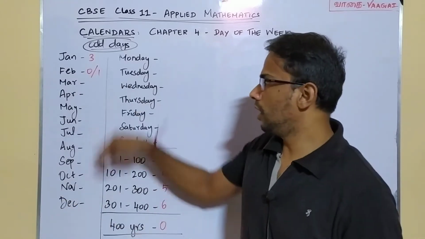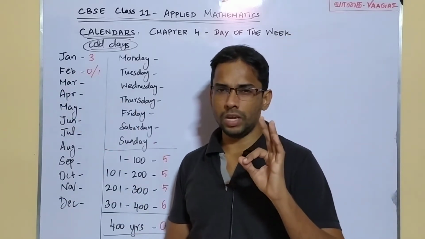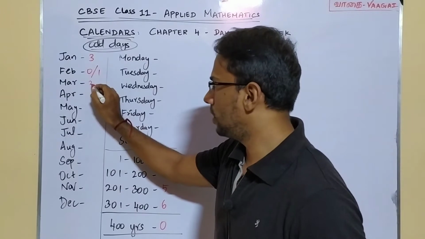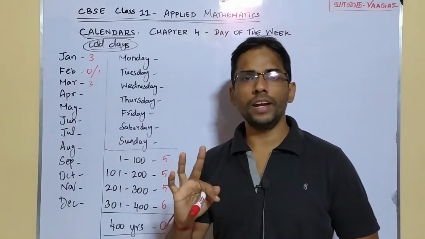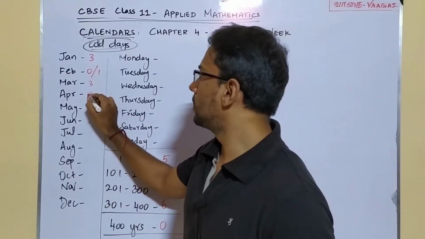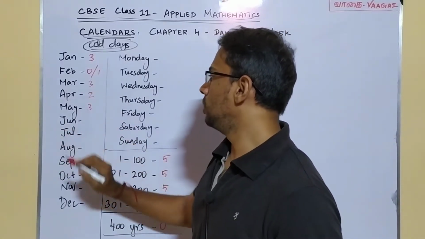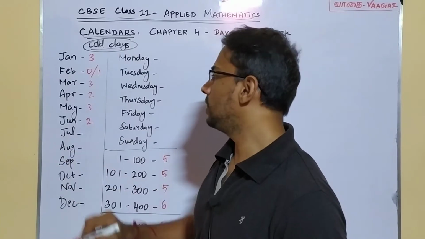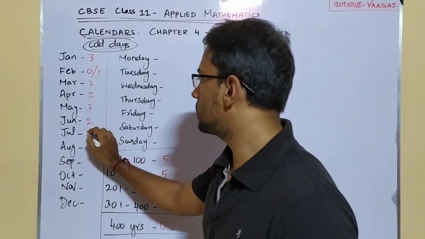Okay, fine. Continue. March, you would have 31 days. So that means again 3 odd days. April, you have got 30 days only. So that means for April, you have 2 odd days. May 31, once again 3. June 30 days, 2 odd days. July 31 days, so 3 odd days.